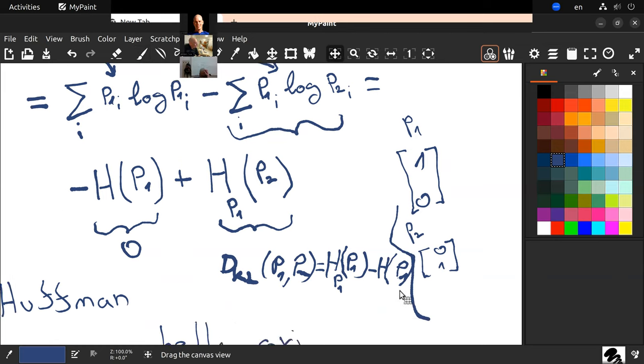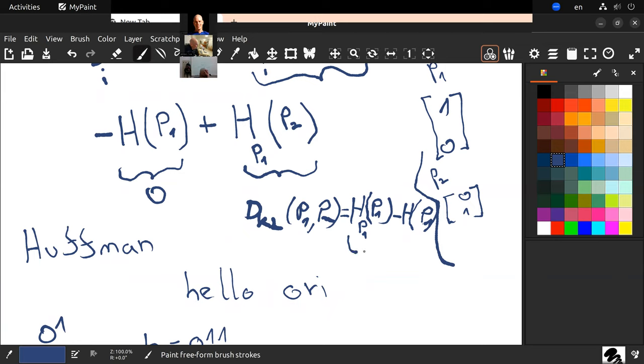I don't understand. Where does P2 appear on the right? No, it doesn't. On the left, there is a P2. Sorry, that's my mistake. This is P2. So do you see the redundancy? This is your inefficient way of encoding, this is the most efficient way, and the difference is your extra encoding.